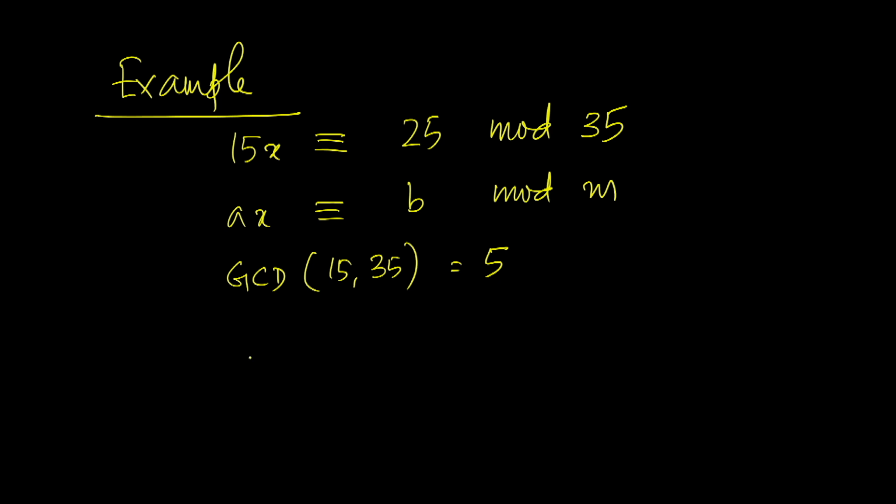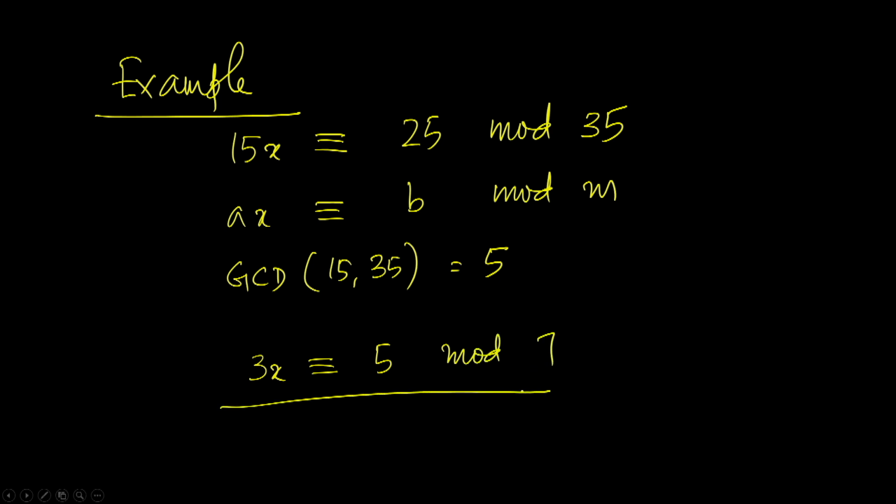Therefore, it is enough to solve the congruence obtained by dividing this by 5. So A by G is 3, B by G is 5, and M by G is 7. So we have 3x congruent to 5 mod 7. So let us solve 3x congruent to 5 mod 7. To solve this, first consider 3x is congruent to 1 mod 7. So let us solve this first.